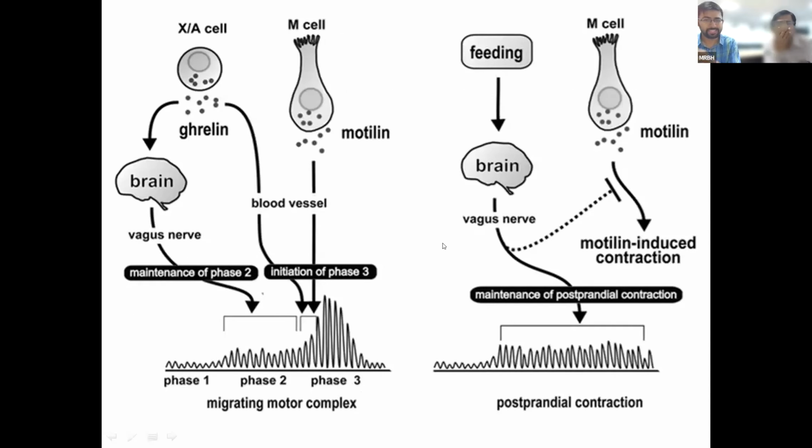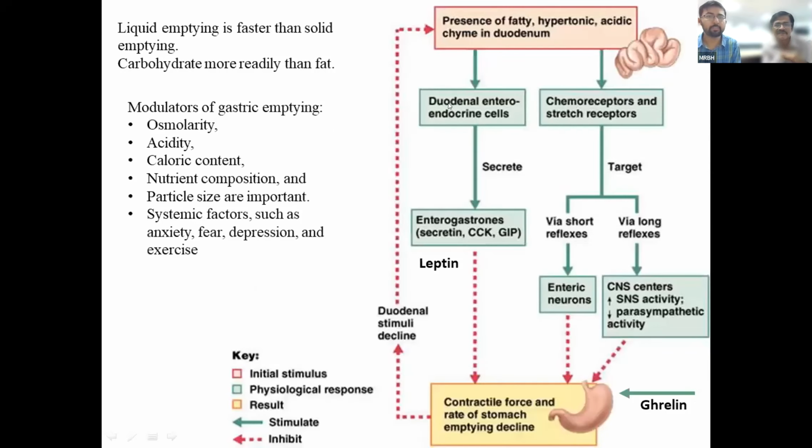Now, although the exact mechanism of gastric motility is not clearly understood, some factors that are important are, one, the action of the M cells releasing motilin, and the role of ghrelin. Ghrelin is one of the hormones that are related, and it is involved with gastric emptying. It is postulated that in the migrating motor complex, ghrelin and motilin initiate phase 3, which increases gastric emptying. And in the postprandial phase, it is the vagus nerve which mainly maintains the postprandial gastric motility.